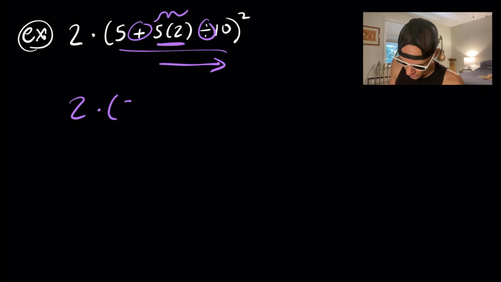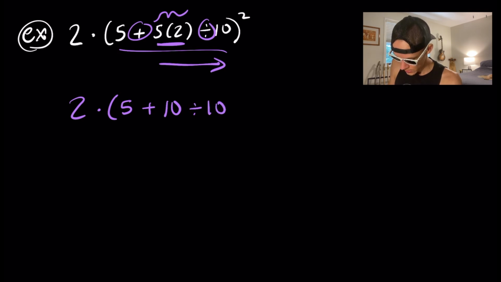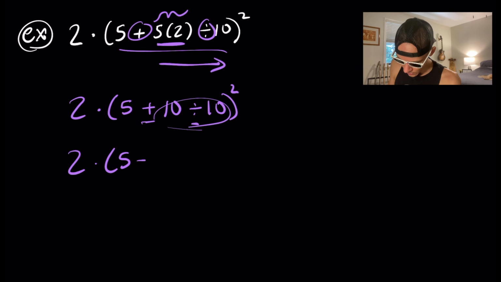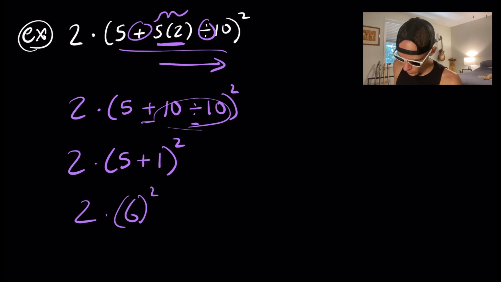So I'll have 2 times 5 plus 5 times 2 is 10. And then divided by 10. Keep that squared. A lot of people forget exponents if you don't pay close attention for them. And then we got addition and division, so I'll do the division. So 2 times 5 plus 10 divided by 10 is 1. Don't forget that squared. 5 plus 1 is 6, so 2 times 6 squared.